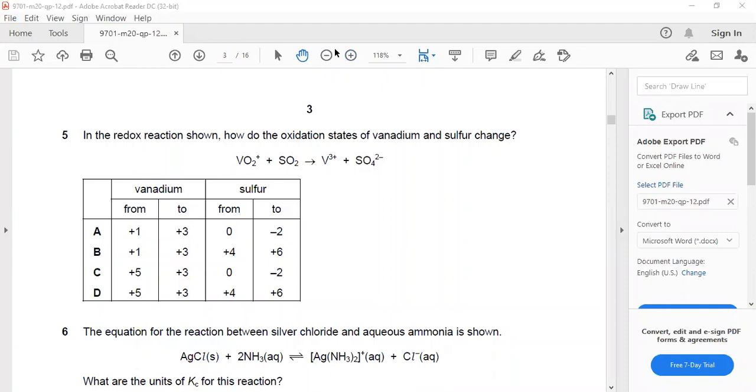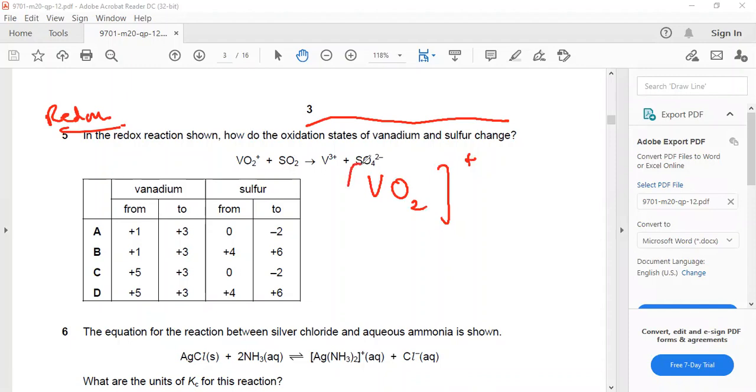MCQ number 5 is about redox. In this question, you have to mention the oxidation state of vanadium and sulfur. VO2+ is like this: 1 oxygen is minus 2, 2 oxygens is minus 4. What charge should vanadium have? The overall should be plus 1, so obviously plus 5: plus 5 minus 4 is plus 1. Sulfur dioxide: 1 oxygen is minus 2, 2 oxygens is minus 4, and sulfur is plus 4.